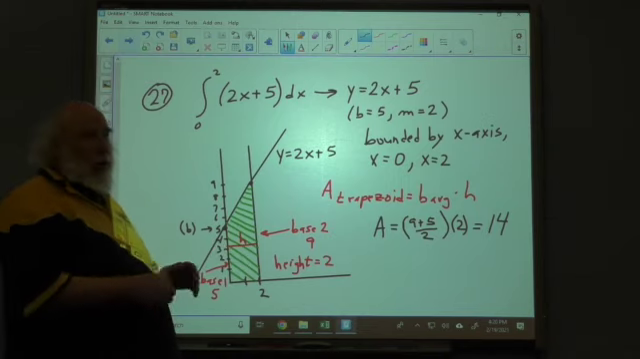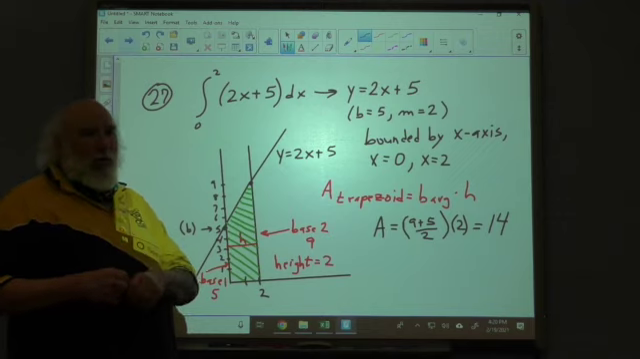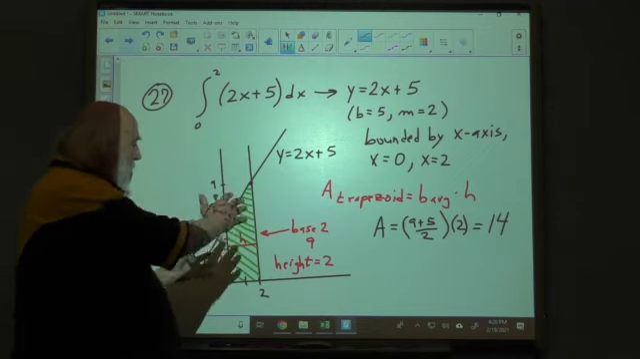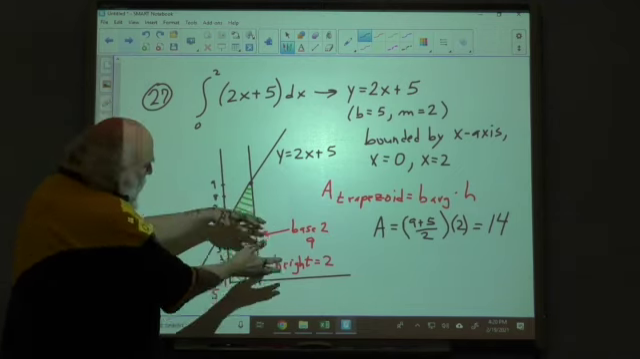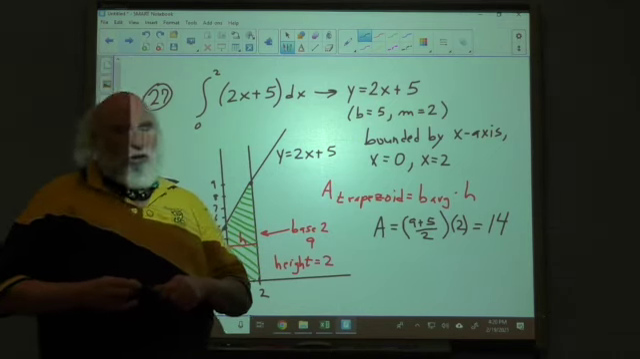This is a trapezoid, although most of the trapezoids that you probably dealt with in middle school and maybe some high school were kind of tilted this way. This is kind of 90 degrees away from what most people consider a trapezoid.